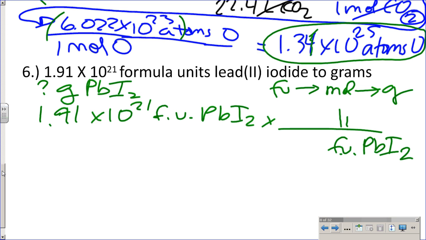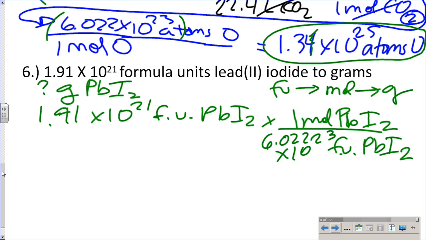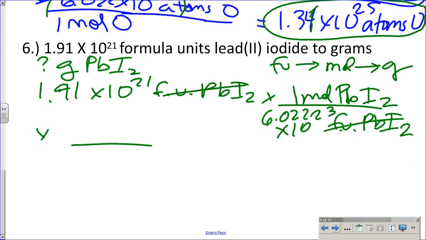And I'm going to moles, 1 mole of lead 2 iodide. How many formula units are in a mole? 6.022 times 10 to the 23rd. And then, so formula units of lead go away. And then what's my next step? What goes on the bottom? Okay, so 1 mole of lead 2 iodide is how many grams of lead 2 iodide?